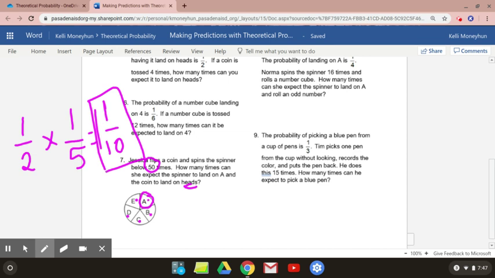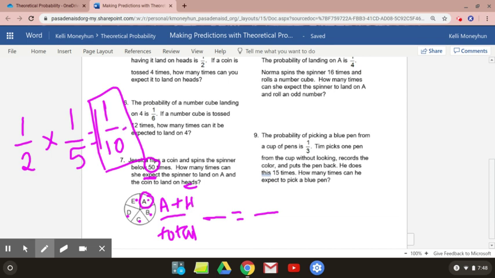Now remember, it says expect, so we have a prediction. Predictions mean proportion, so set up your proportion. You also need a word ratio. Okay, total always goes on the bottom. On top, we're looking for A and heads. So I'll put A and heads on top, okay? Remember, if I'm going too fast, guys, please pause and rewind. Do this as many times as you need, okay?